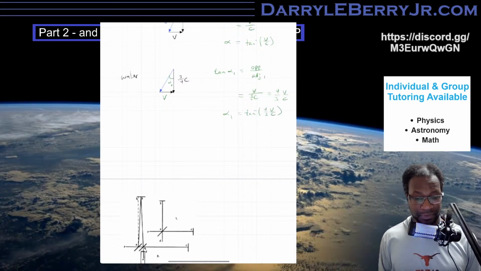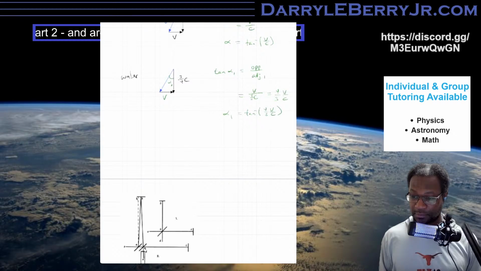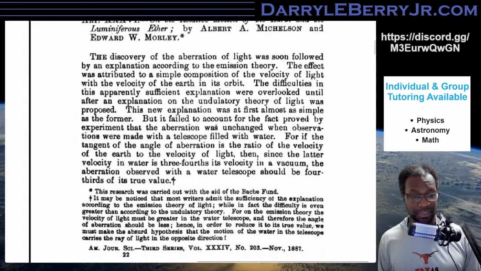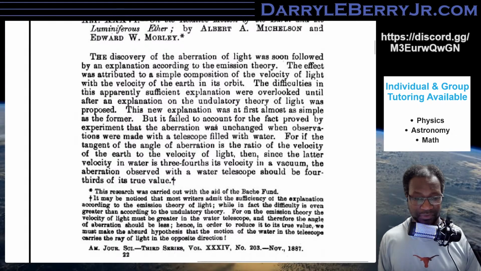When we go back to the paper, you can see what it means by that. "Or if the tangent of the angle of aberration is the ratio of velocity of the Earth to the velocity of light, and since the latter velocity in water is 3/4 its velocity in the vacuum, the aberration observed with the water telescope should be 4/3 of its true value." And what they're noticing is that they were not seeing that.